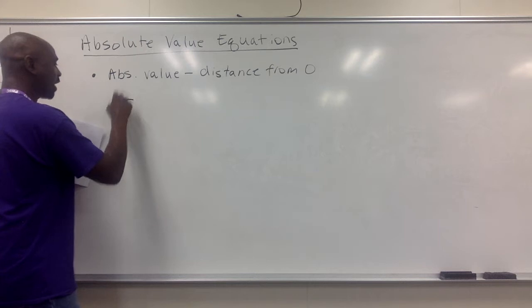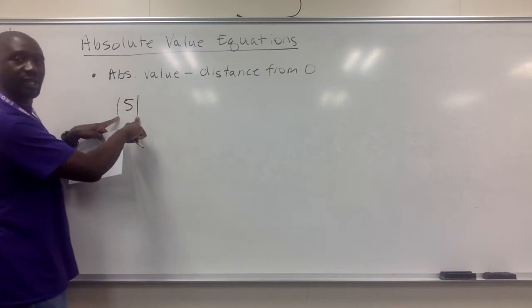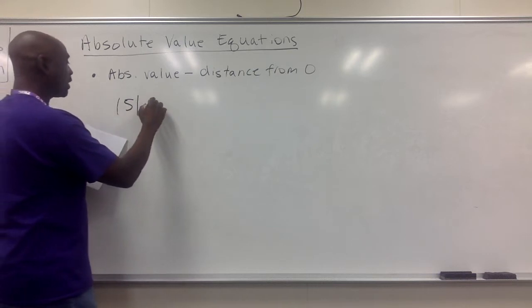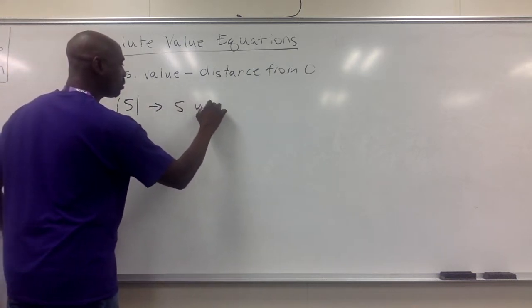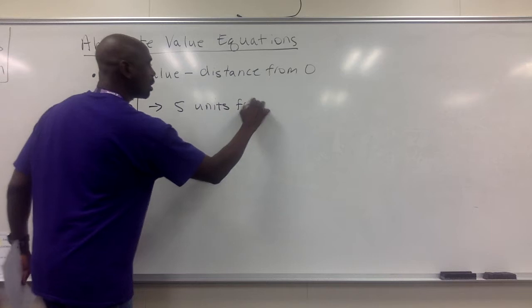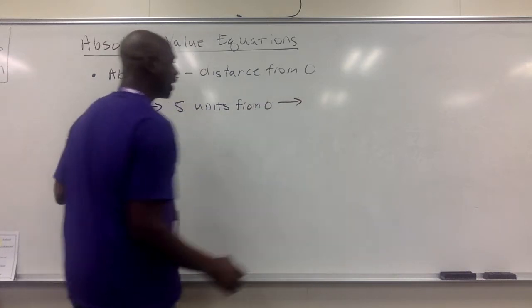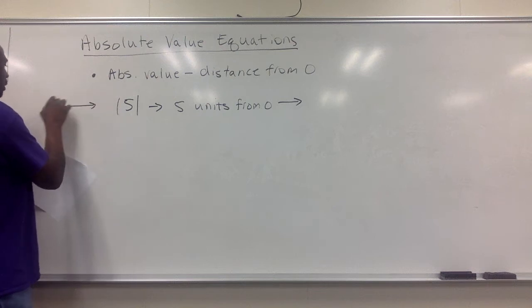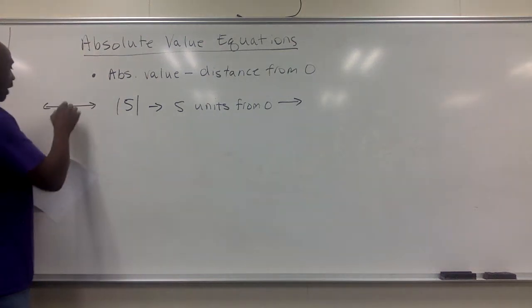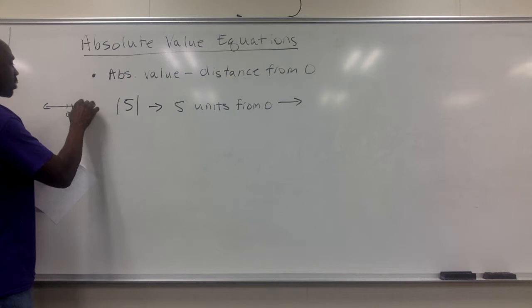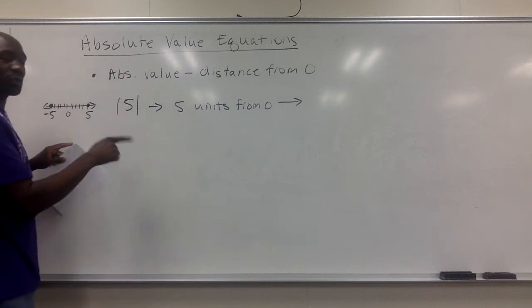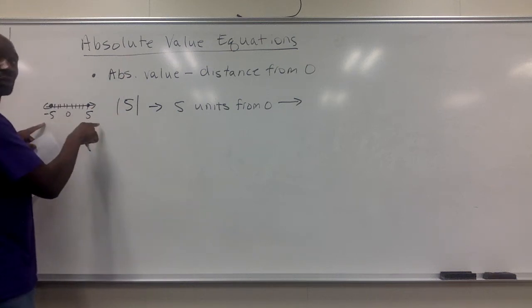If I said the absolute value of 5, that means that it's 5 units from zero. If I had a number line, this is 0, I could go 5 units this way and get to positive 5, or I can go 5 units this way and get to negative 5. So saying that it's 5 units from 0, I could end up at 2 different locations.